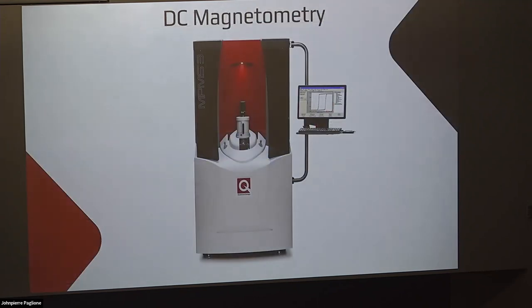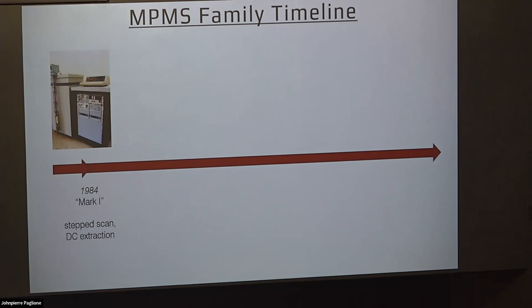But let's just start with simple DC magnetometry. And let's take a little history trip first. So Quantum Design was founded in 1982. It's about as old as I am. And our first product was the MPMS, the Magnetic Property Measurement System. This is actually a picture of it right here. 1984, the first product came out. There's probably a few of you in this audience here that used this generation of product.